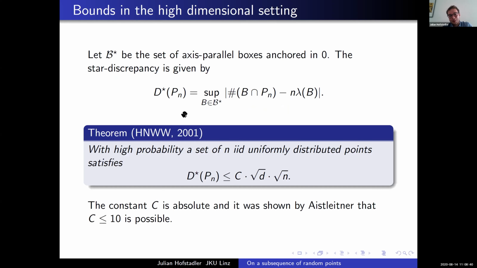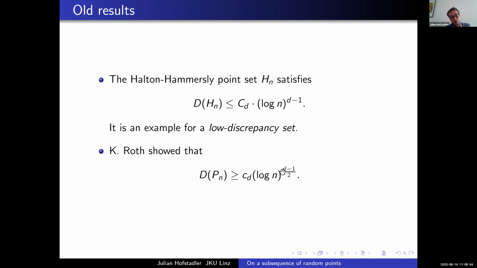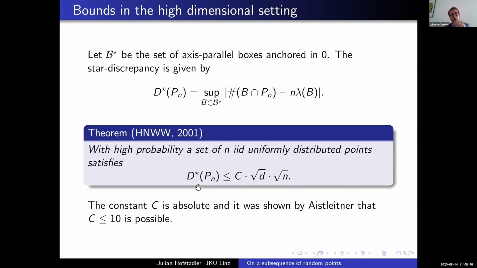If we have a look at the dimension, I just go back, it's exponential here in this lower bound. So this is not quite satisfying, but there are also bounds in a high dimensional setting, or which are better in a high dimensional setting. To do so, I quickly have to introduce the star discrepancy. You don't have to remember it for the rest of the talk.